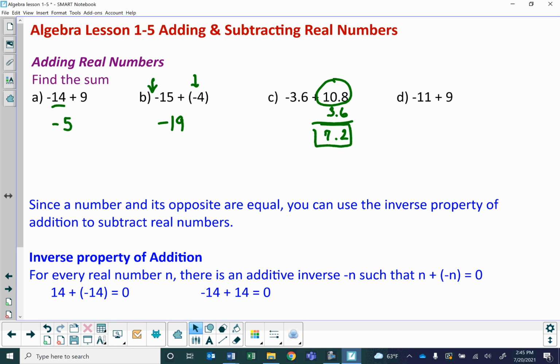So this answer is going to be positive. Another way of looking at it is thinking in terms of money. Positive numbers, somebody owes you money. Negative numbers, you owe somebody money.